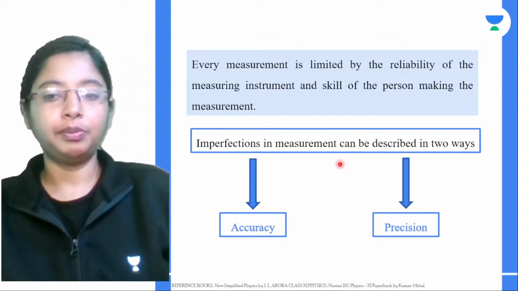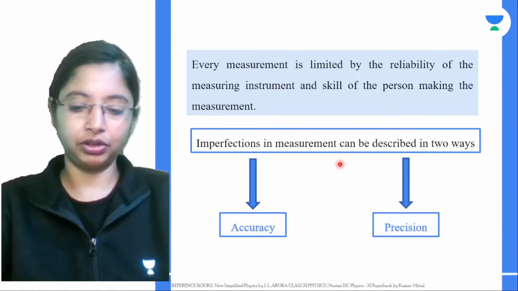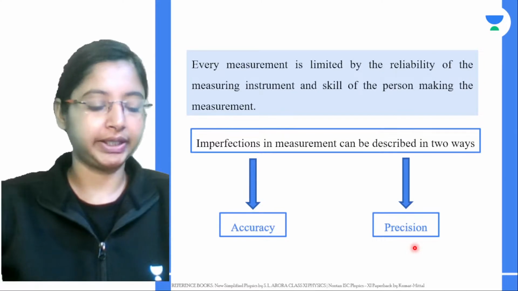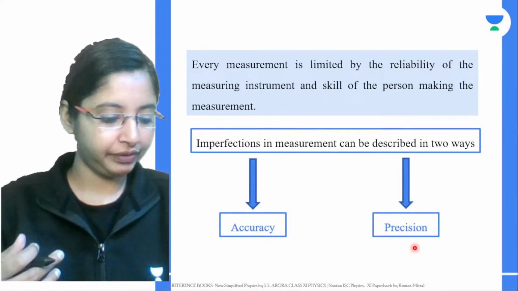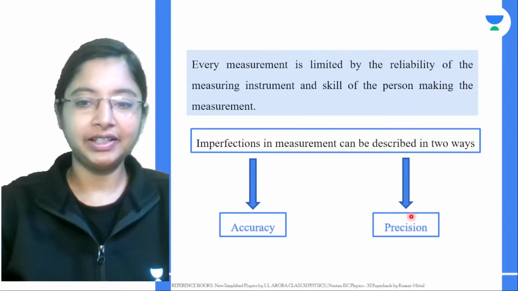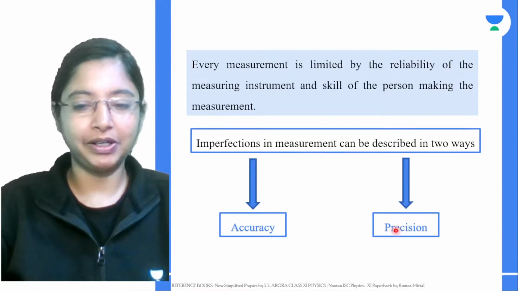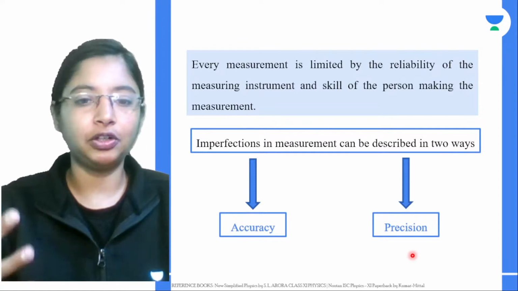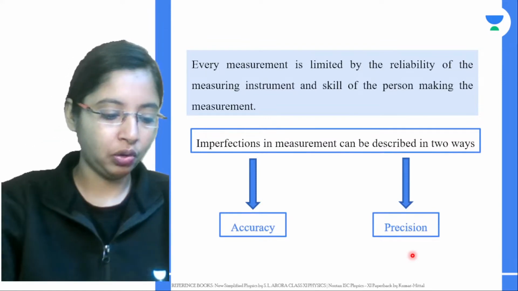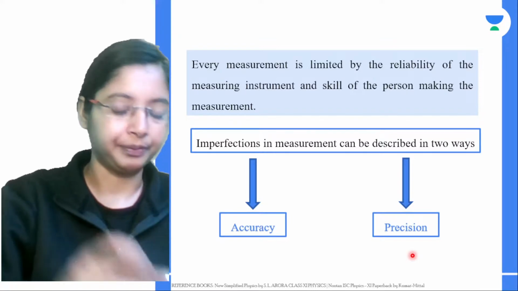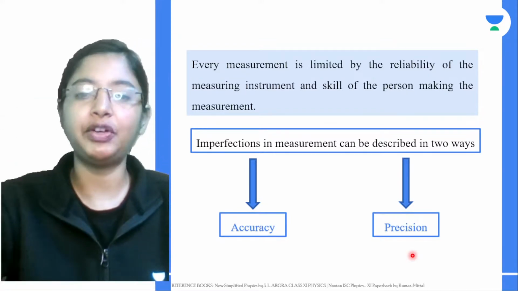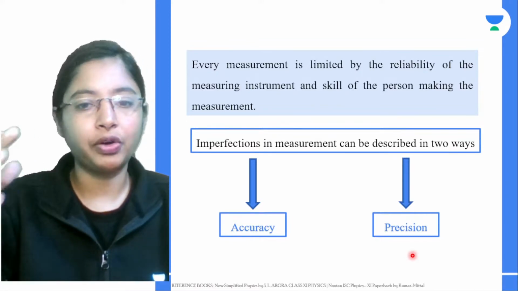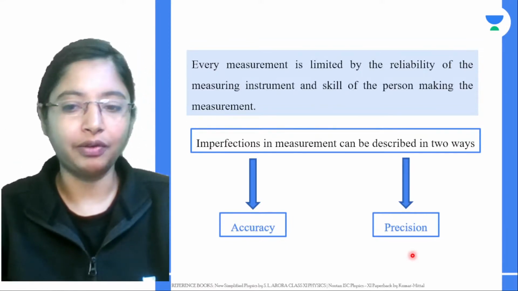Now, when you're talking about precision, let's say you're taking repeated readings. You're talking about how close the values are to each other. Let's say it's about 5 kgs, and every time you measure, you get 4.95, 4.94, 4.95. Then we can say the measurement is precise.